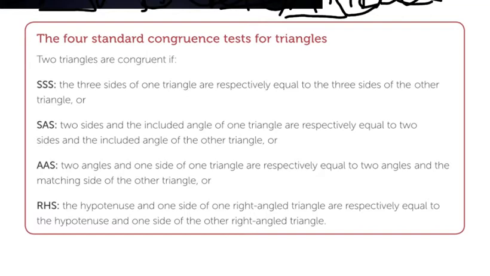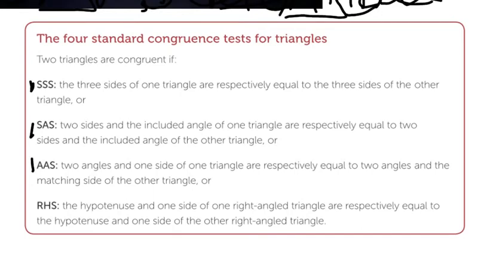The 4 standard congruence tests for triangles are side, side, side, where the 3 sides of one triangle are equal to the 3 sides of another triangle. The next proof is side angle side. 2 sides and the included angle of one triangle are equal. The angle that is included has to be in between the 2 sides in order for them to be congruent.